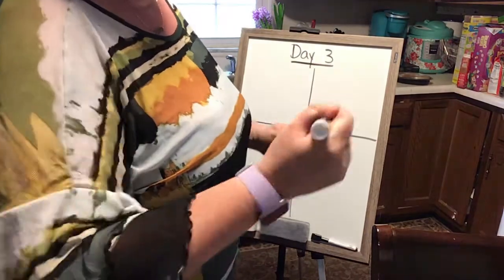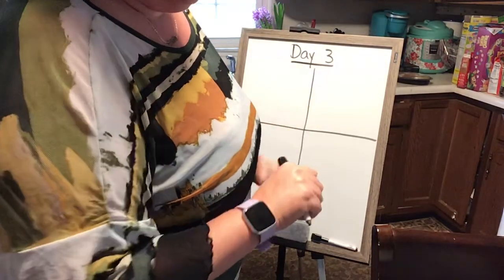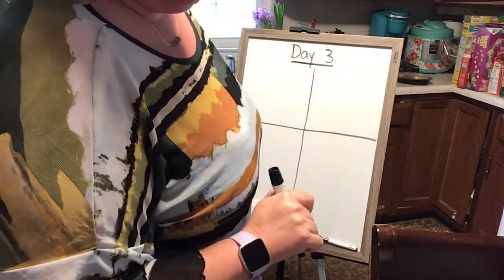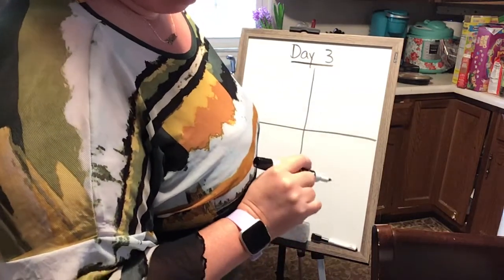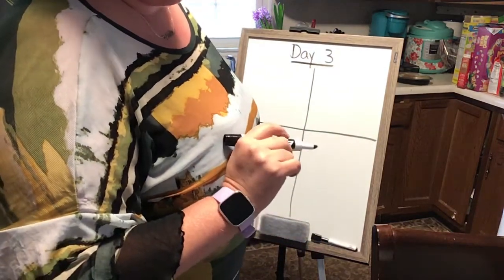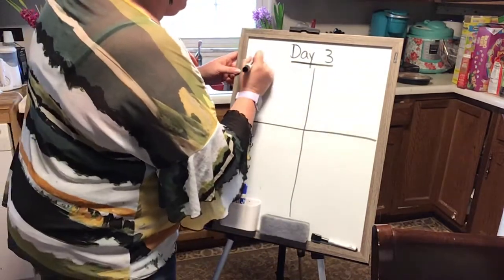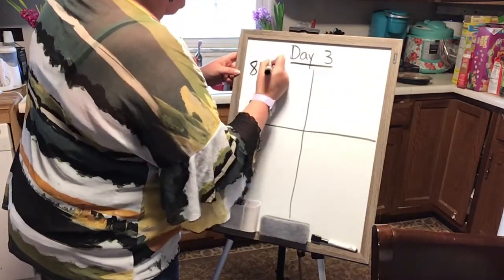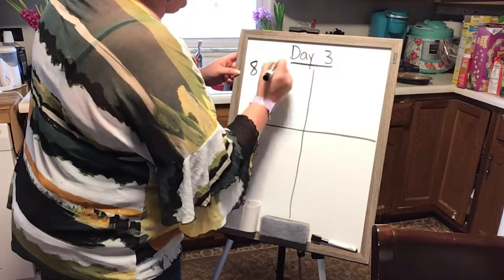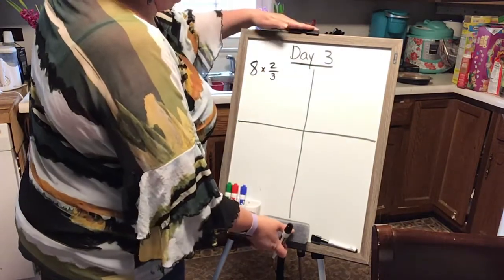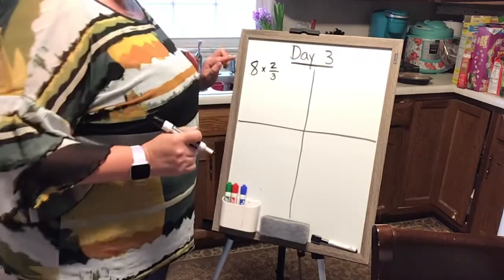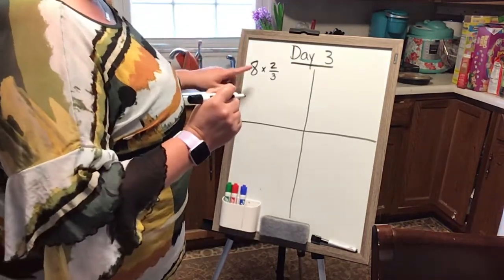First problem today says each person at a party will eat 2/3 of a pound of turkey and 8 people will be at the party. How many pounds of turkey will be needed? So that problem is saying we have 8 people and each person eats 2/3 of a pound. So we've got to figure out how many pounds in all we need. That's 8 times 2/3. Okay?